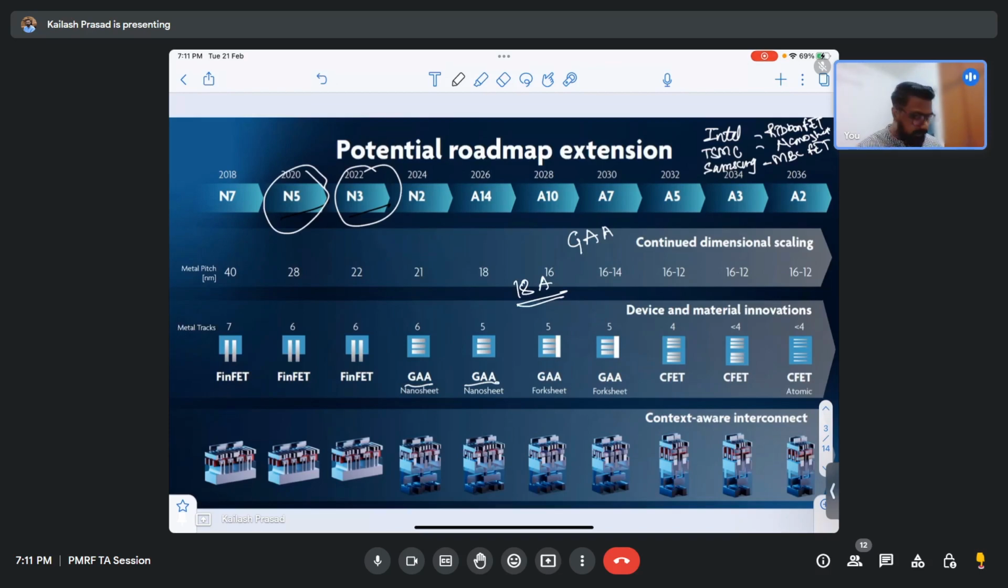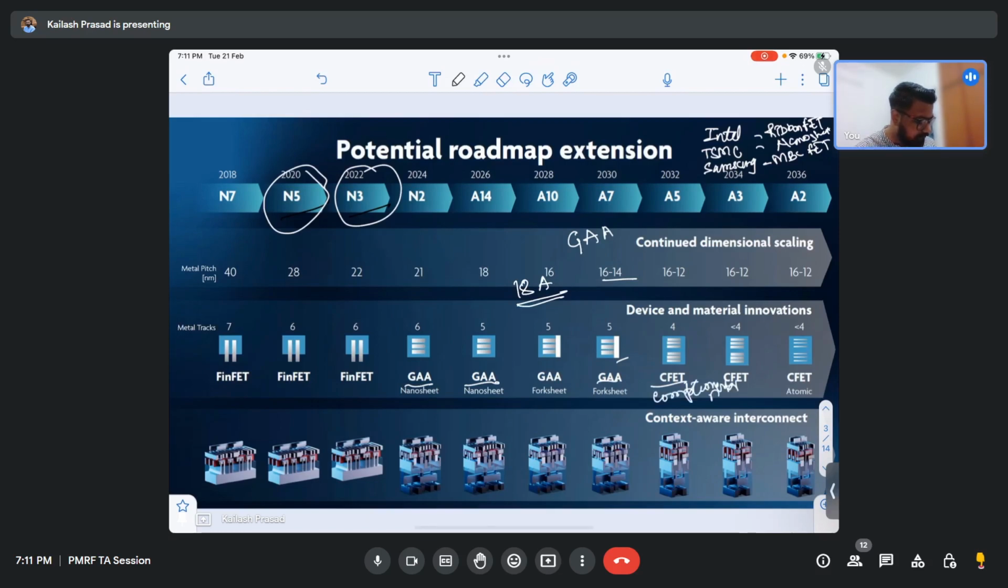And apart from that, 16 angstrom or 14 angstrom, they projected that they will be using the gate-all-around structure with slight modification. After that, people are planning to go for a different kind of architecture, and these architectures are CFETs. These are called complementary FETs.